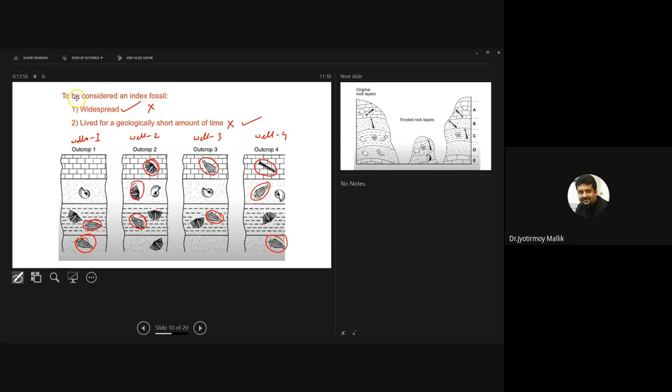Occurs here, here, here, here, here, here, and here. Okay, so this is also widely spread, but you can see this did not live for a short period of time. Okay, now let us look at this spiral organism. You can see here this is traced here, traced here, traced here, traced here. Short period of time, widespread. So perhaps this is a good index fossil, and I can correlate this horizon.